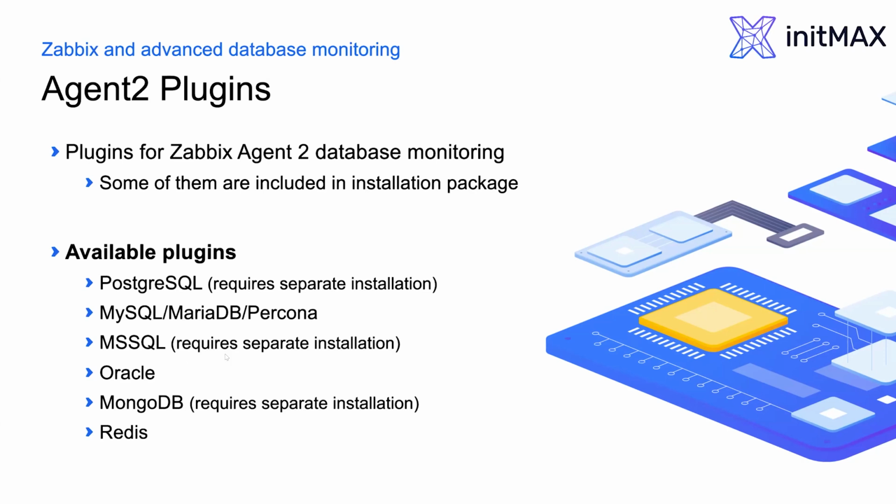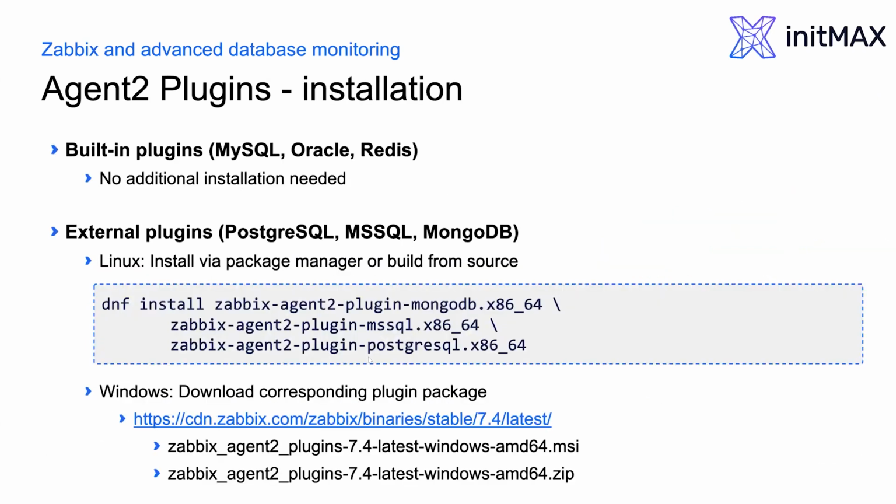Available plugins for MySQL, MariaDB, Percona. Microsoft SQL requires separate installation, Oracle, MongoDB, and Redis. Agent 2 plugins installation. Built-in plugins, MySQL, Oracle, Redis as examples, no additional installation required. External plugins, Postgres, MSSQL, MongoDB. So this is how you install them.